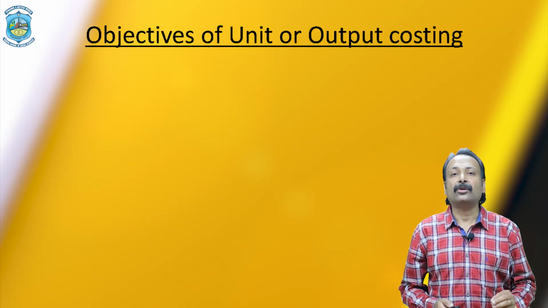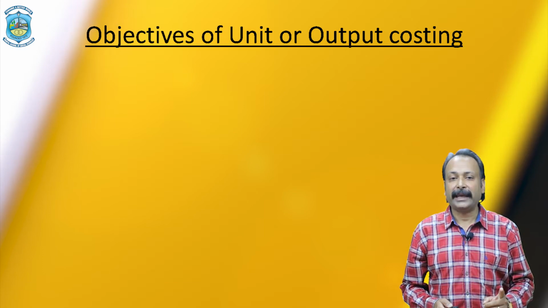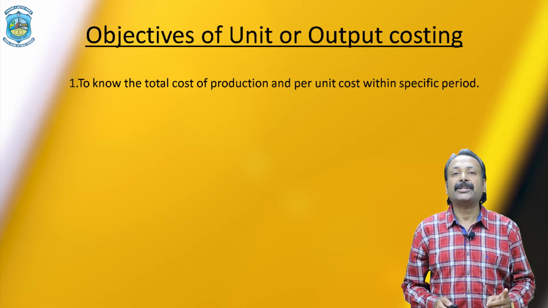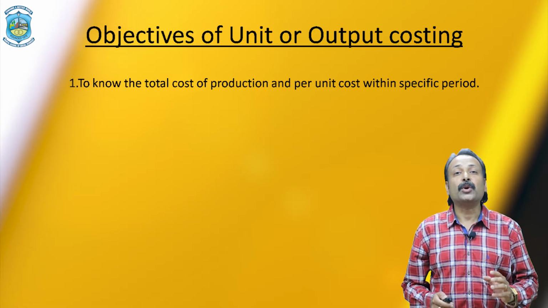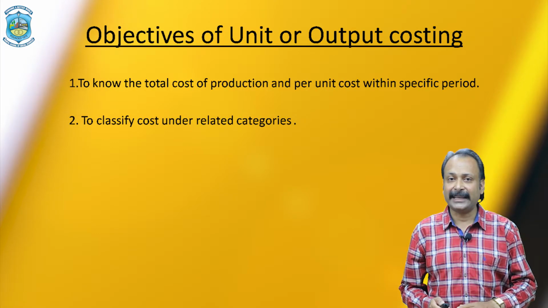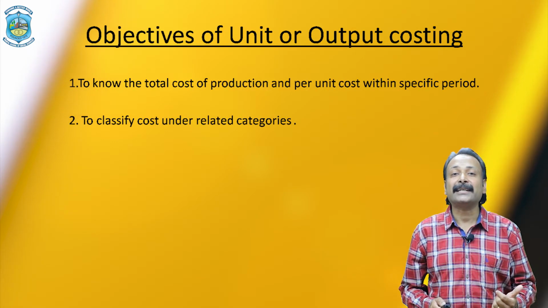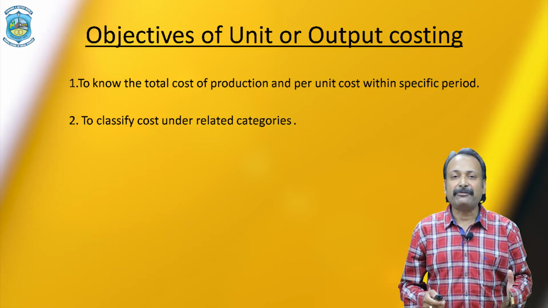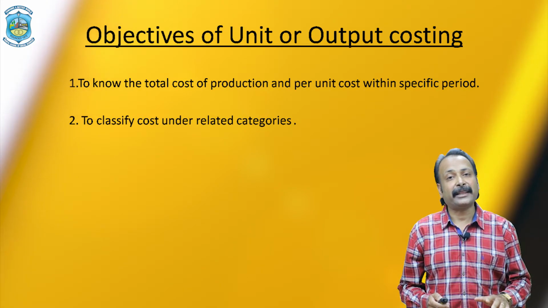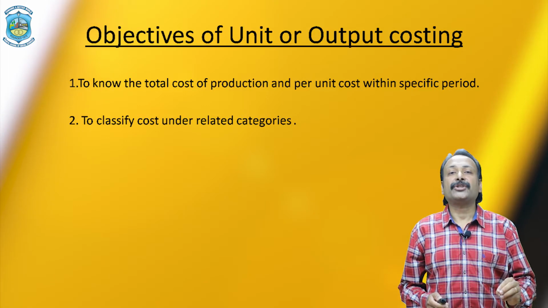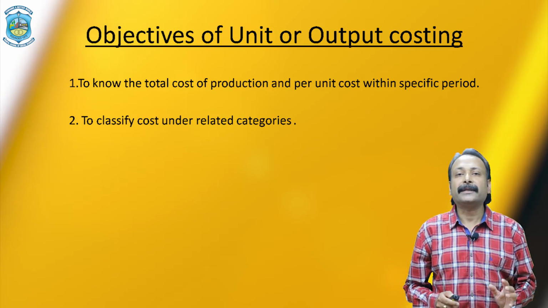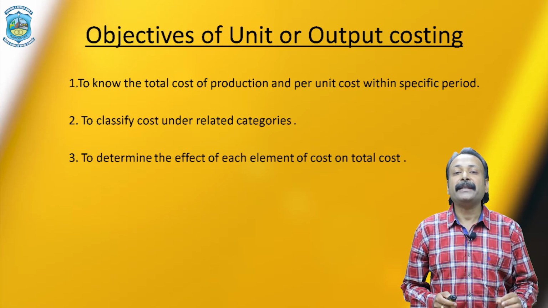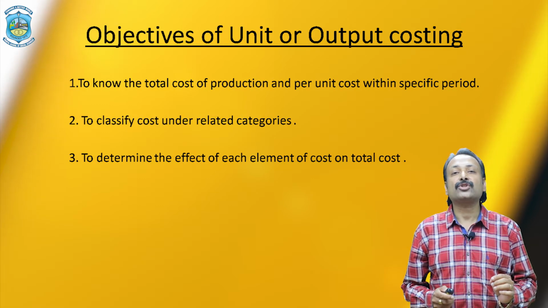Now, the next heading is objectives of unit or output costing. The objective number 1 is to know the total cost of production and per unit cost within a specific period. The second objective is to classify the cost under different categories. In our previous recording, we have discussed how we are going to classify the cost. We have to take different bases to classify the cost. So, when we are making a cost sheet, at that time also we have to categorize or classify the cost. The third objective is to determine the effect of each element of cost on total cost.